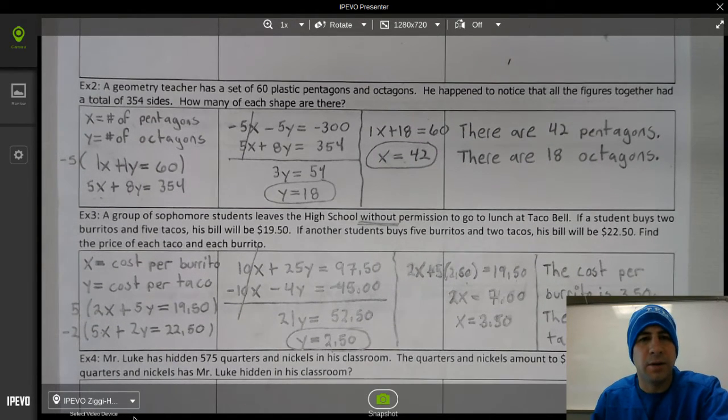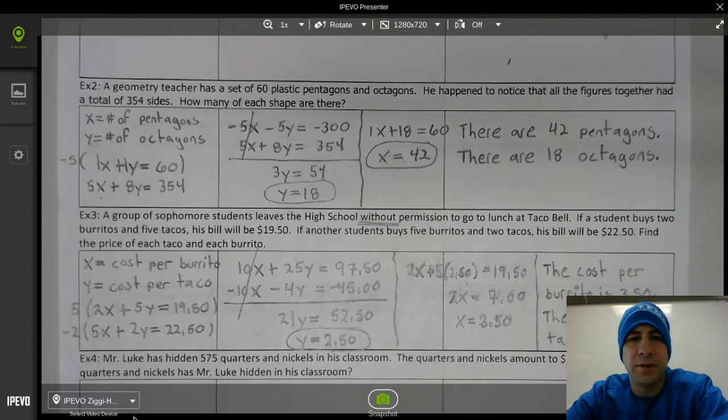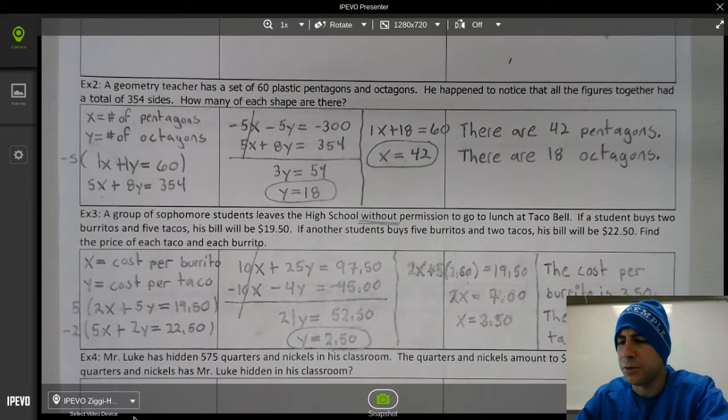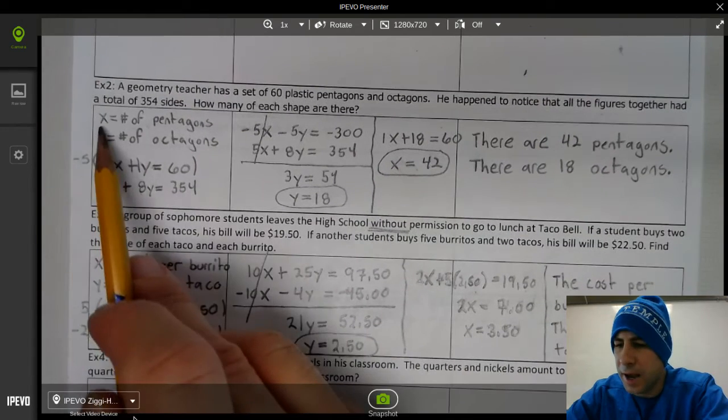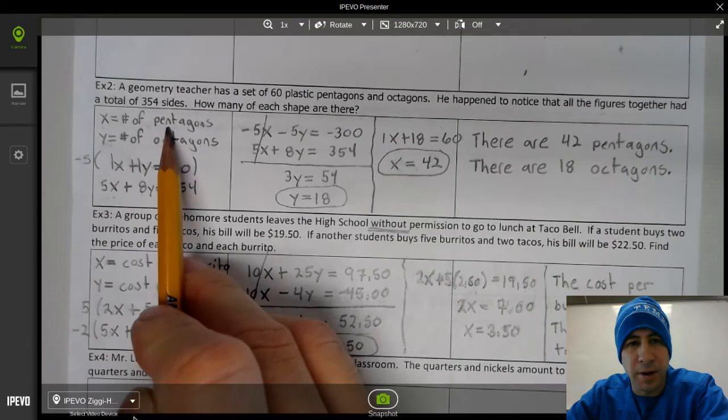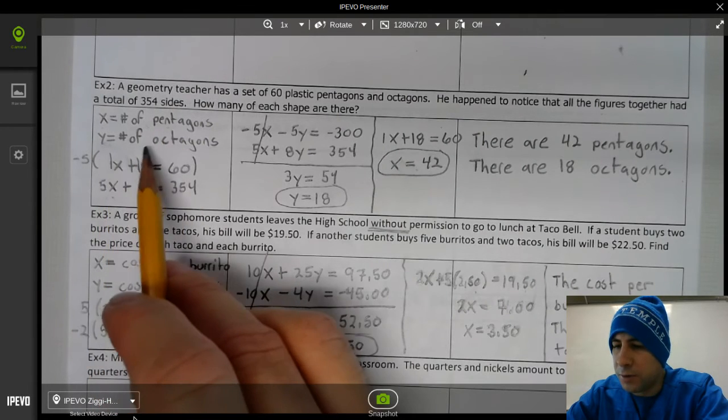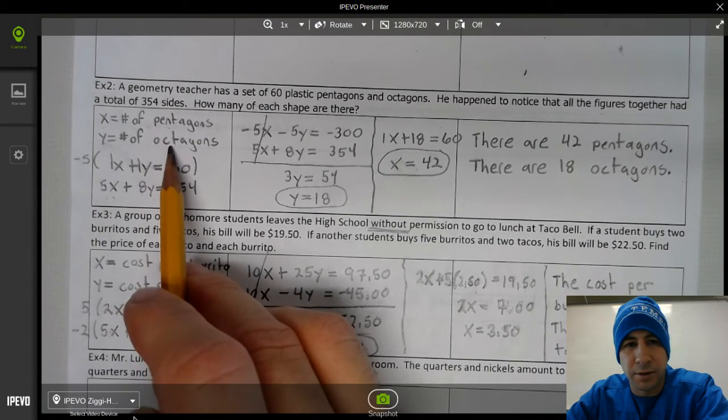A geometry teacher has a set of 60 plastic pentagons and octagons. He happened to notice that all the figures together had a total of 354 sides. How many of each shape are there? Step 1, define a variable. We're going to define x to be the number of pentagons and y to be the number of octagons.